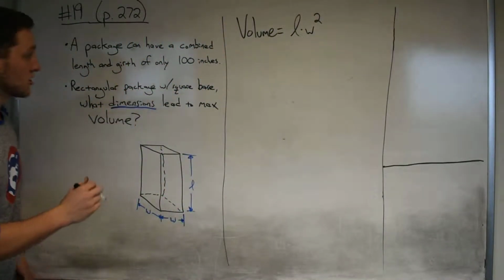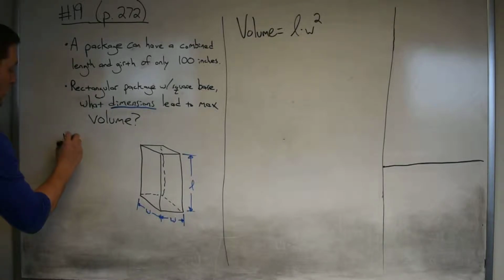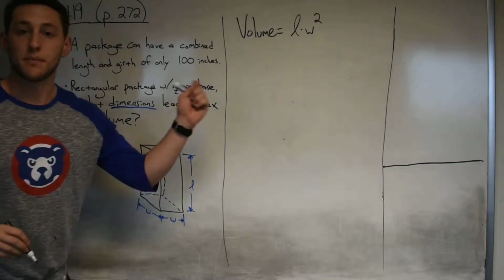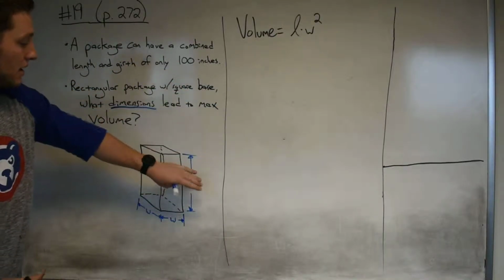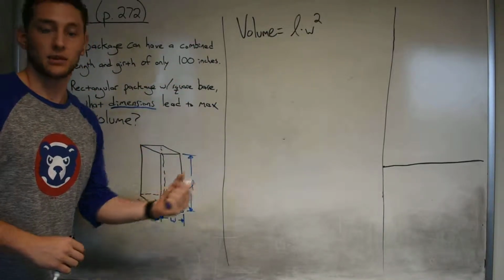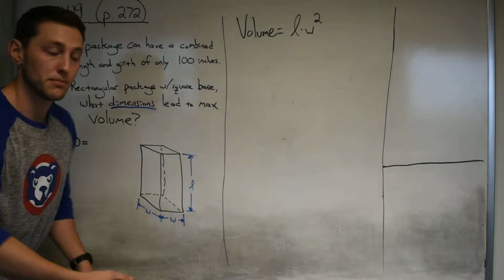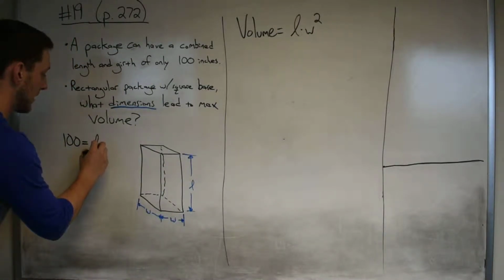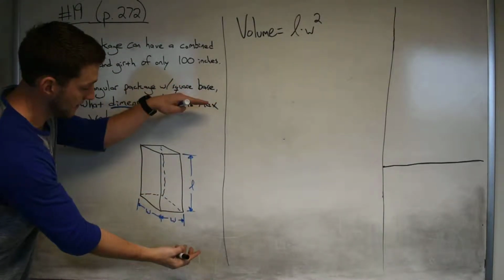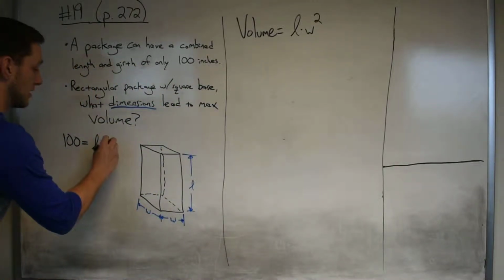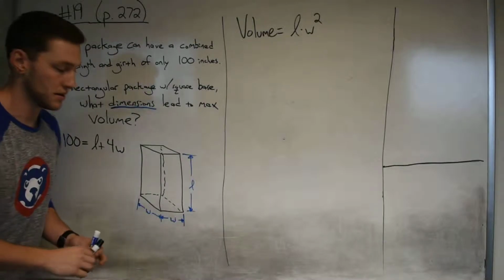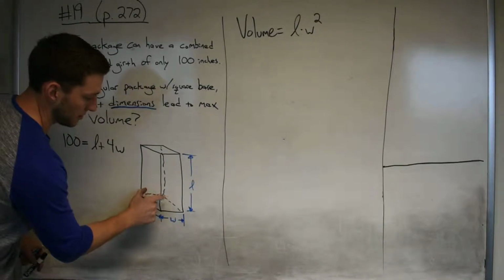This information, I guess, translates to 100 is the maximum combined distance of the length and the width around. And the length around, excuse me. So 100 better be L, the total length, plus the girth of it, or the distance around, which ends up being 4W. W, W, W, and W.